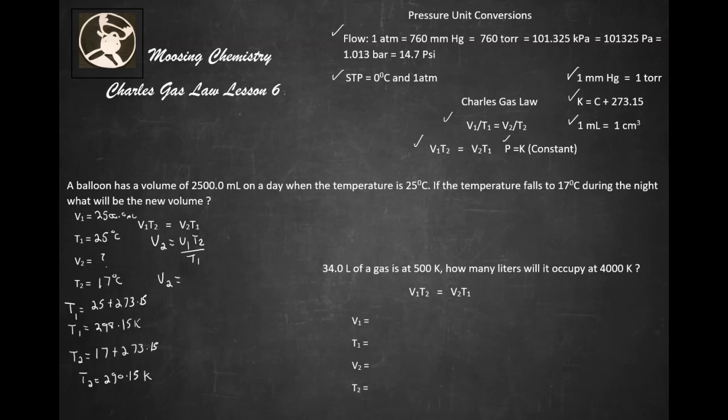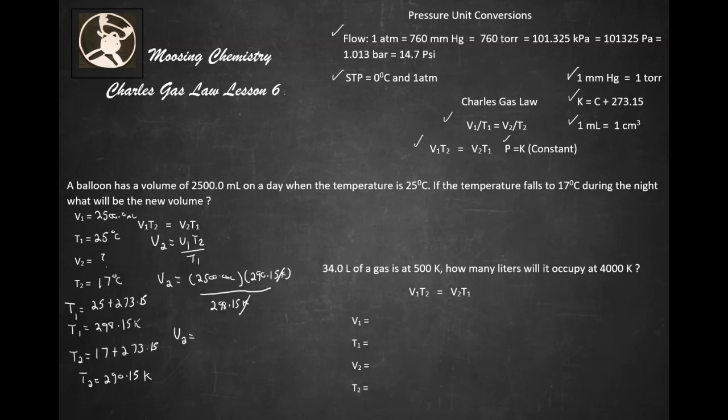V2 equals then our V1, which is 2,500 milliliters, remember, times our second temperature, which would be 290 K, some change, divided by our initial temperature, which was 298.15 K. K's cancel out, and we simply do the math now. So let's go and do the math here and see what we get.